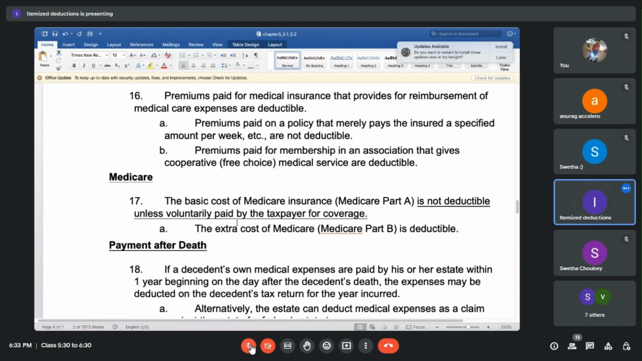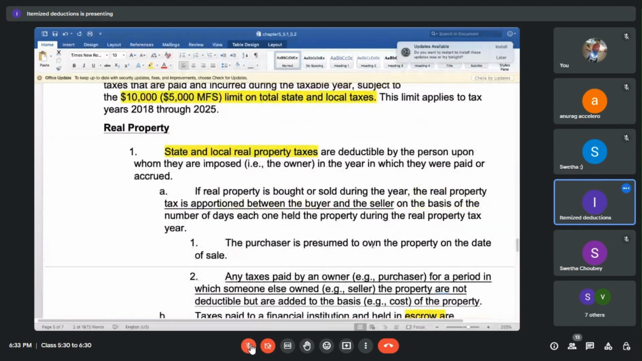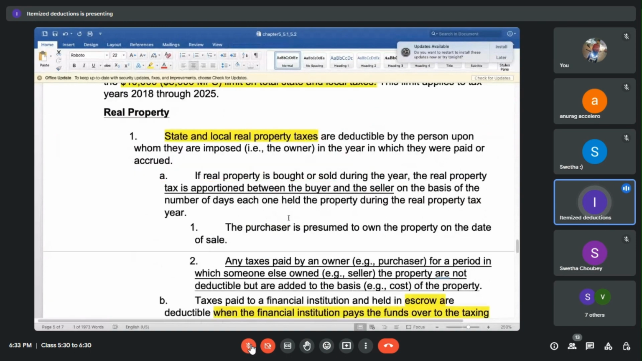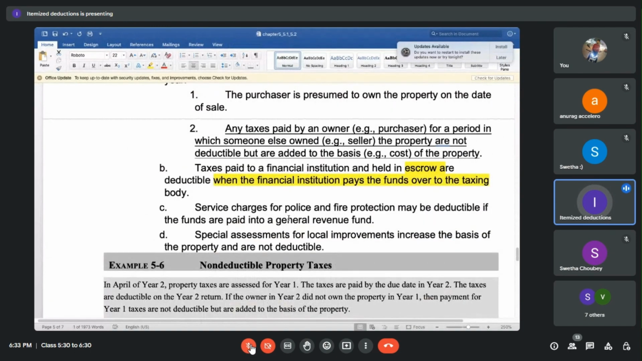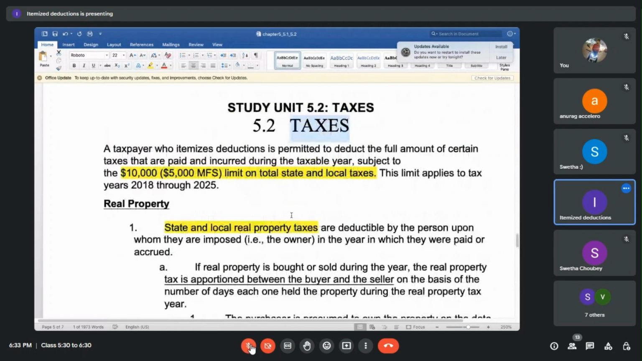And I also want to cover taxes. That's a really small topic, so we'll just do this one as well. Any questions, anyone? Taxes is again something very important. There was a change when the TCJA, the new tax law, got implemented. They put a limit of $10,000 on the taxes the person has paid. Sorry, I'm not talking about real property taxes. I'm talking about state and local taxes.